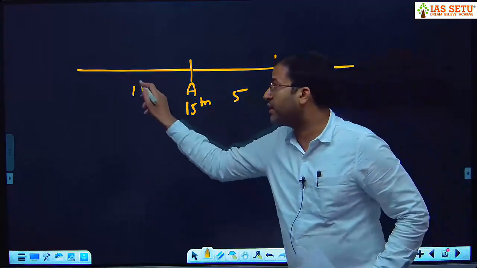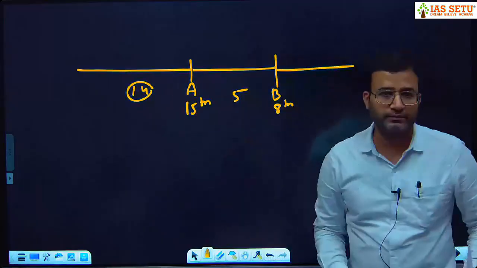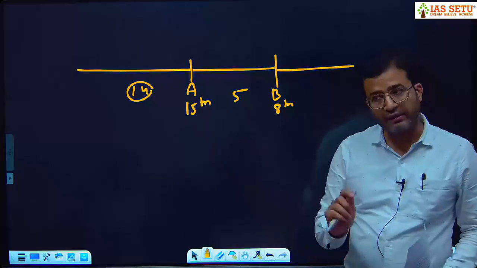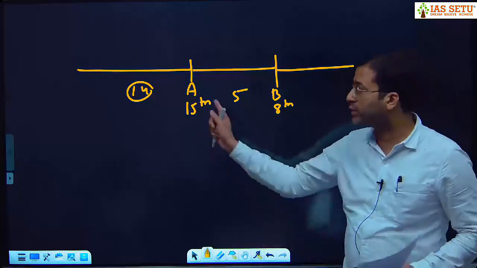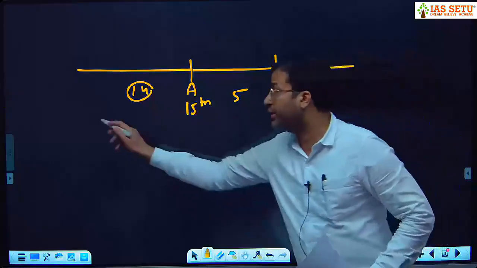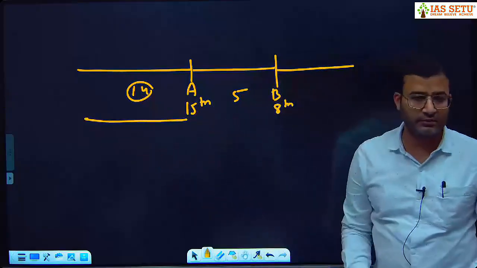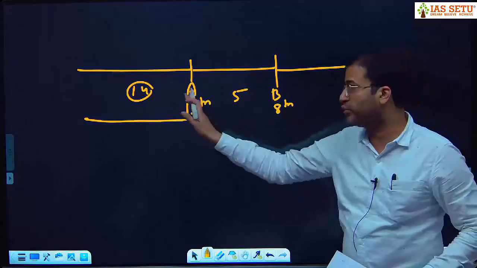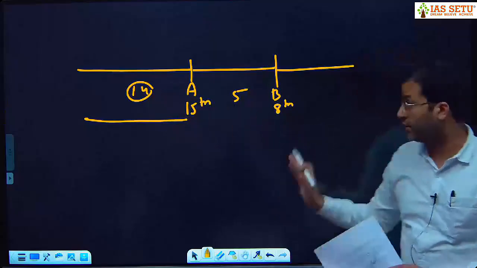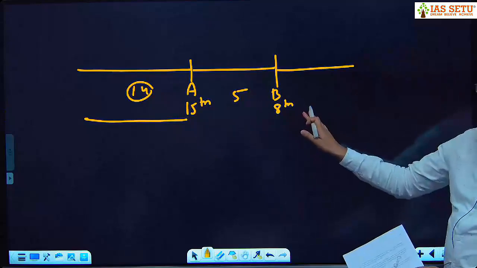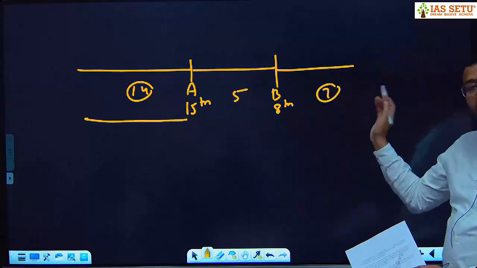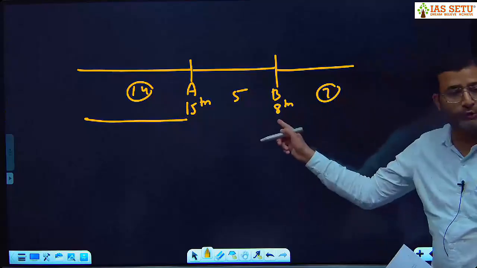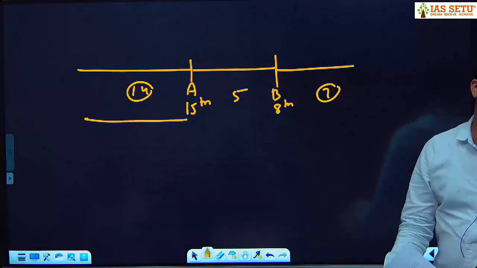can I say there are 14 on the left side of A, but excluding A? I will tell this clearly: excluding A these are 14, including A there are 15. It's up to you whether you want to include A or exclude. If exclude A, 14; include A, 15. Here, if B is 8 from the right side, can we say there will be 7 on the right side of B, excluding B? But if you include B, 8. If you include B, there will be 8 people.